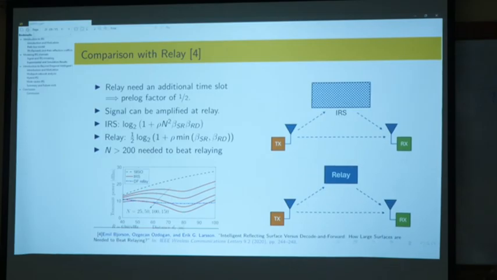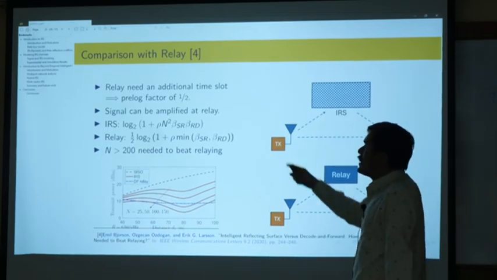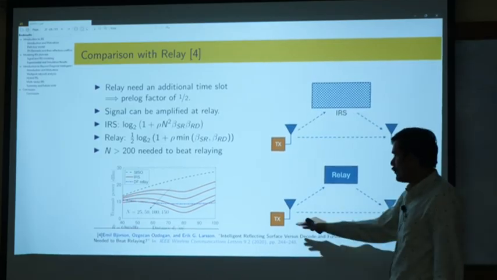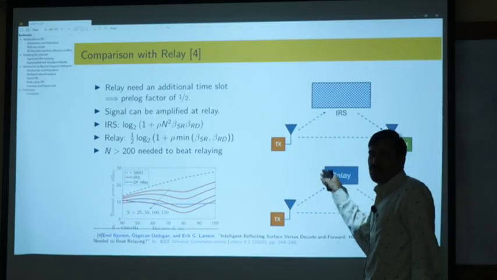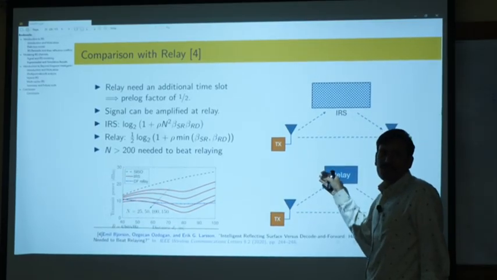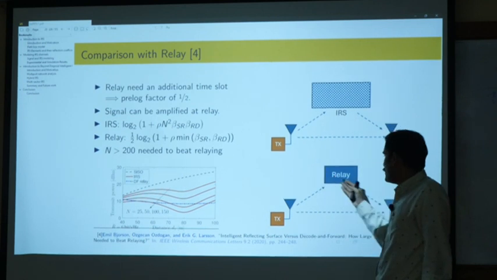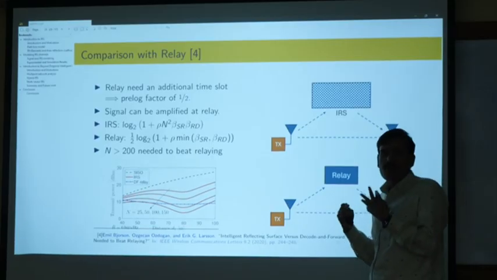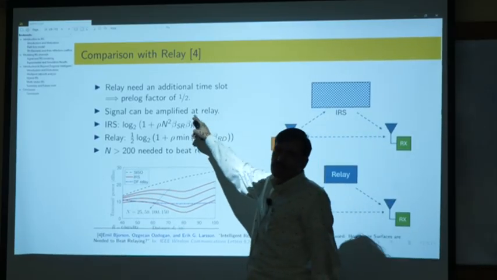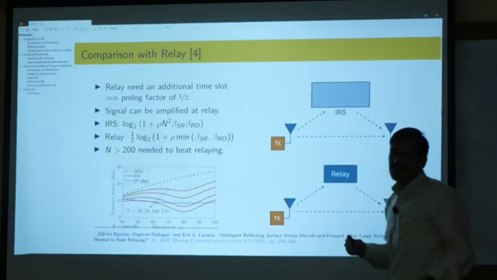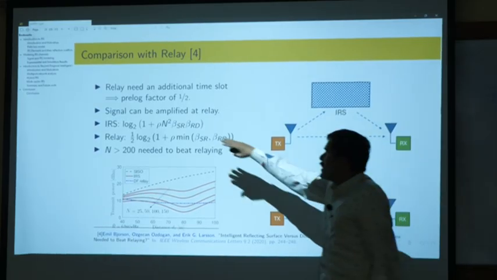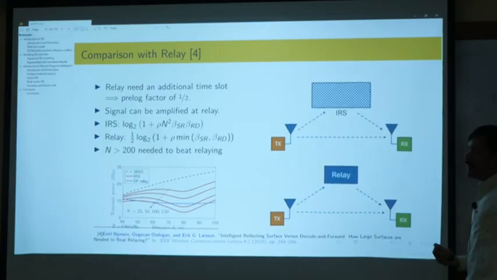We can also compare how it compares with a relay. A relay needs an additional time slot. If you know about the relay, first we transmit some signal, the relay amplifies this signal, amplify and forward or decode and forward, then it forwards the signal. So it needs 2 time slots. Overall, when we talk about the rate, a factor of half comes here. Half means it takes 2 time slots, so the overall rate is half per time slot. The signal can be amplified at the relay. This is one advantage of the relay.